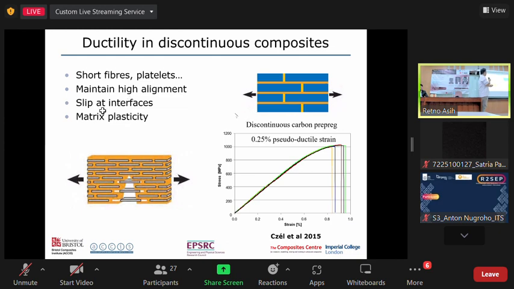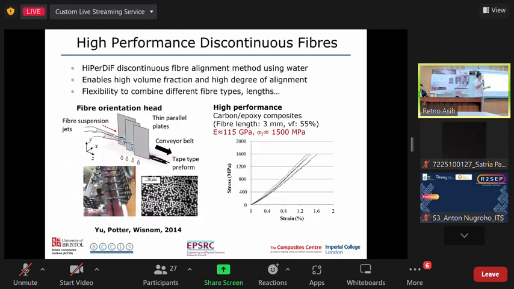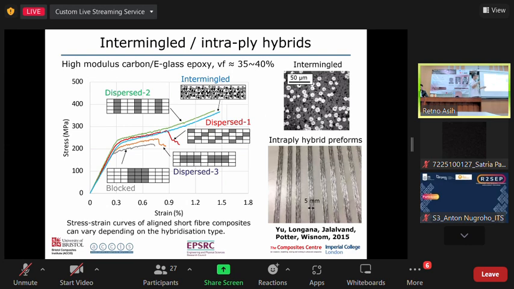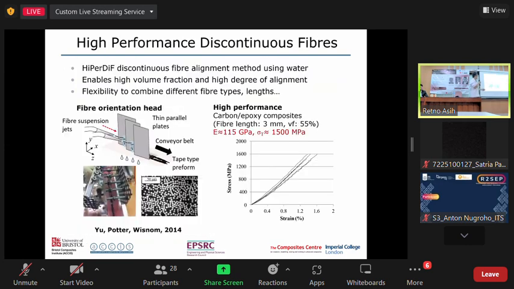We can see in Bristol they developed this technology called high performance discontinuous fiber. This kind of discontinuous fiber is aligned by using this concept. It is put inside water and then injected into a plate. When it hits the plate, it aligns itself. This is the type of technology that they have been using to produce the high performance discontinuous carbon fiber. This is the optical microscopy of the cross section. You see that it's quite aligned.